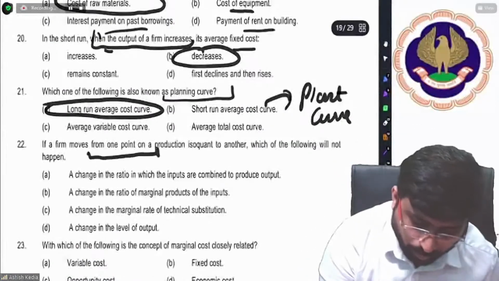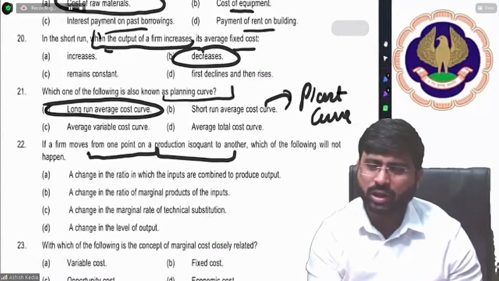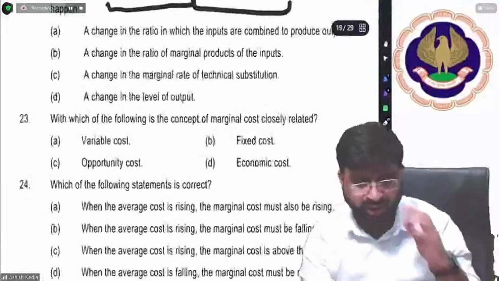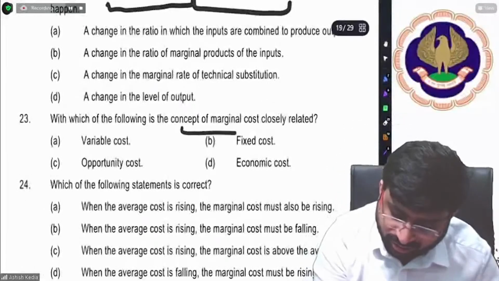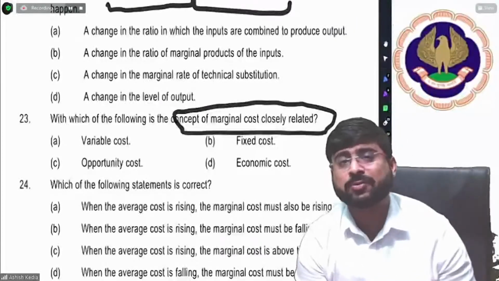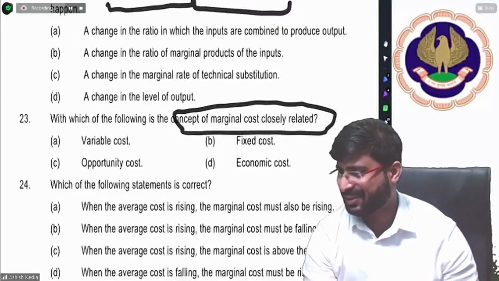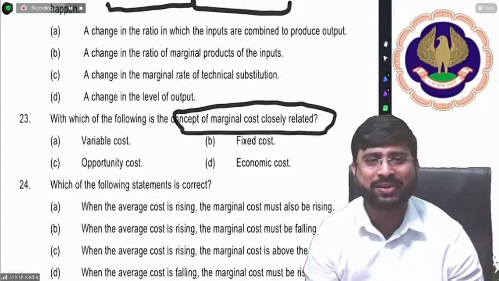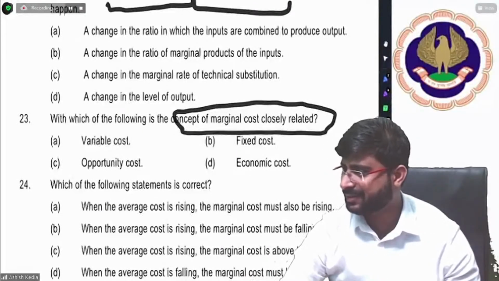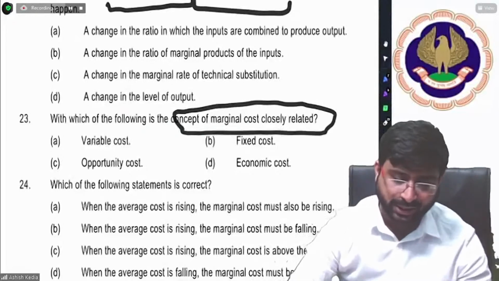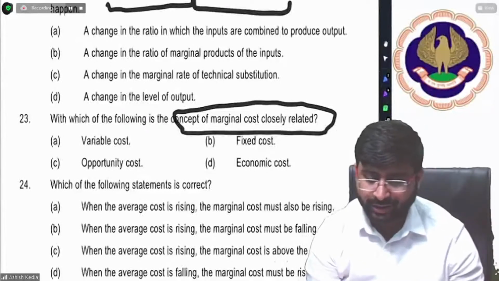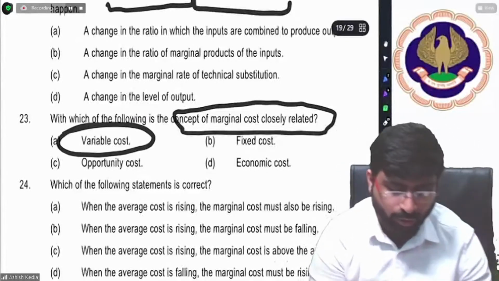The production isoquant question we will do later on; first let's focus on cost related concepts. Which one of the following is the concept of marginal cost closely related to? Simply speaking, which one of them is used to compute marginal cost? Absolutely. You were told that it is the difference in variable cost that gives us marginal cost, and hence your answer would be variable cost.